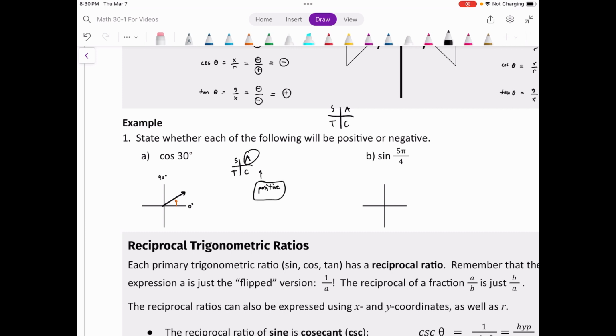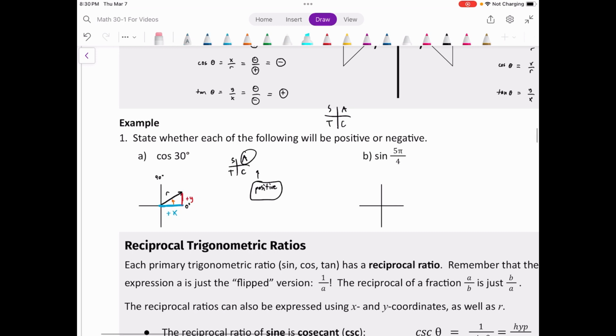But again, just to remind ourselves of why this makes sense, this is a positive x value, and this is a positive y value, and this is a positive r, and r is always positive. So positive x over a positive r, positive over positive, cosine overall, which is just a ratio. Remember, cos of 30 is just a ratio. It's a fraction. It's a number. It'll be a positive number here. It's the ratio of this side to this side, and in this case, that will be a positive ratio.